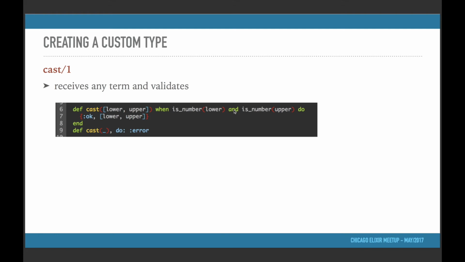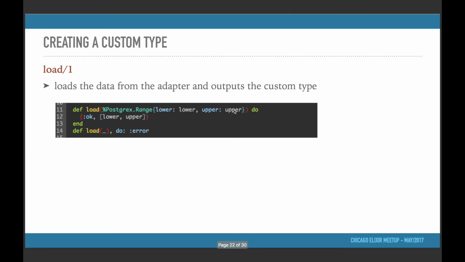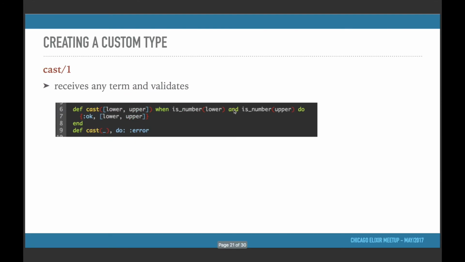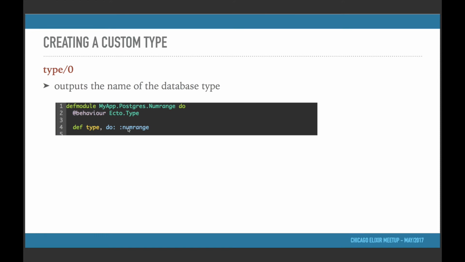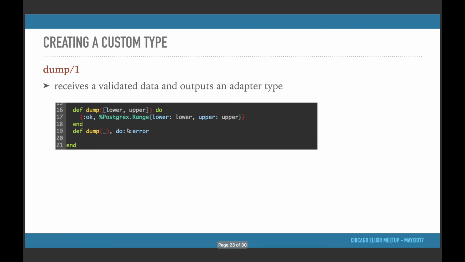Any other question? Is it possible for load to be called with different parameters than cast was called with? The load is always expecting an adapter struct like this. And the cast is expecting anything from your application. So this is freeform. Gotcha. This is what my adapter is. And when I'm loading this num range, it is what the adapter is bringing to my Ecto type. I think I said load. I meant dump. Dump? Okay.